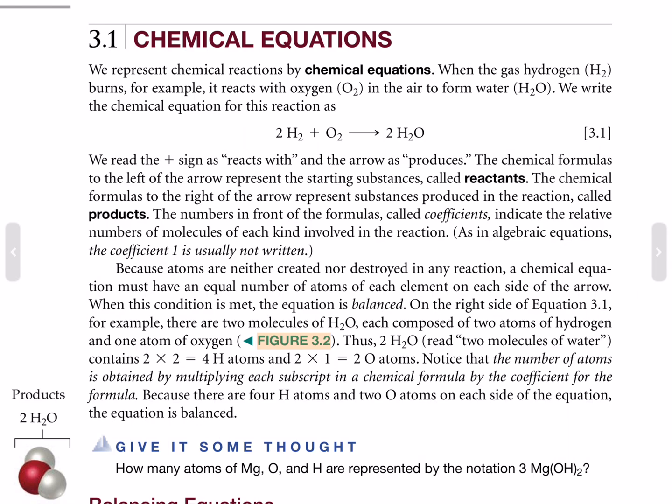On the right side of equation 3.1, for example, there are 2 molecules of H2O, each composed of 2 atoms of hydrogen and 1 of oxygen. Thus, 2H2O, read "2 molecules of water," contains 2 × 2 = 4 atoms of hydrogen, and 2 × 1 = 2 oxygen atoms. Notice that the number of atoms is obtained by multiplying each subscript in a chemical formula by the coefficient for the formula. Because there are 4 hydrogen atoms and 2 oxygen atoms on each side, the equation is balanced.